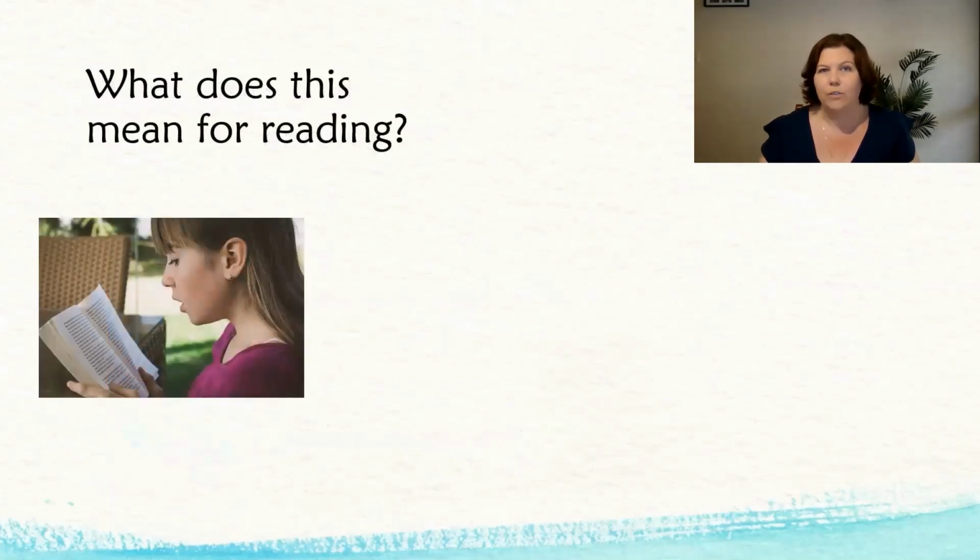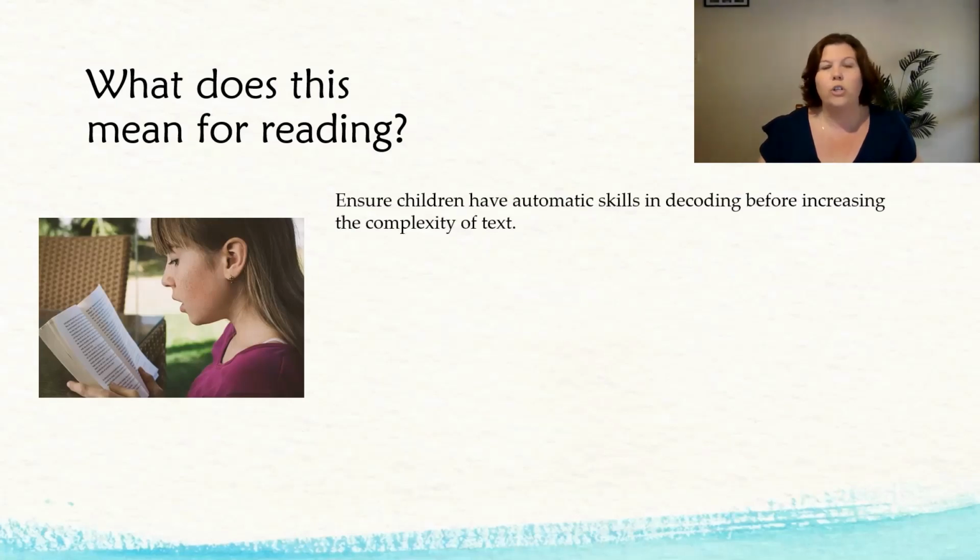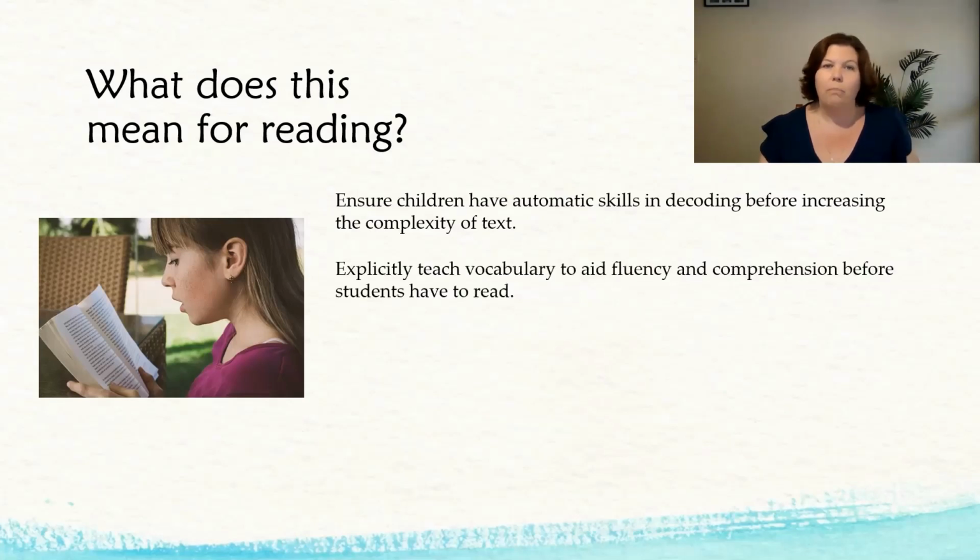What does this really mean for reading? What can we do at a really practical level to support readers? Yes, our struggling readers and also our proficient readers as well. Because when we are teaching high school, students might have 6 or 7 subjects to juggle, and that adds extrinsic load because there's a lot more going on in their brains. Ensure that children have automatic skills in decoding before increasing the complexity of text. But we know that kids need to access the appropriate level of text so that they can be working at an age-appropriate level in terms of content.